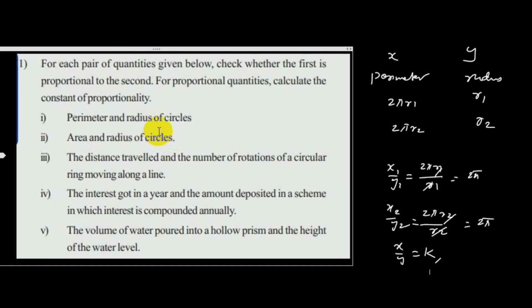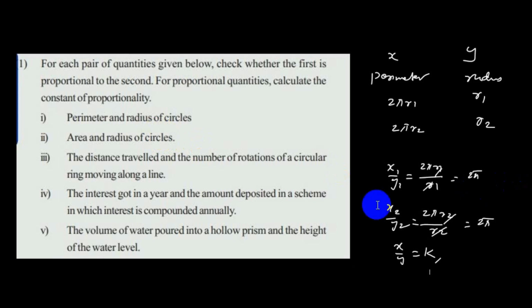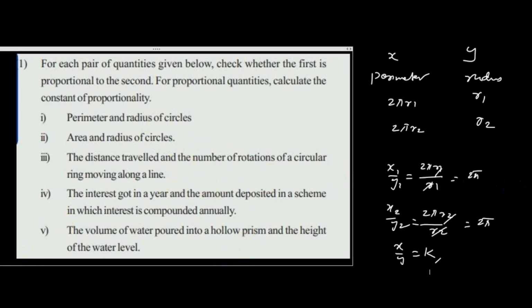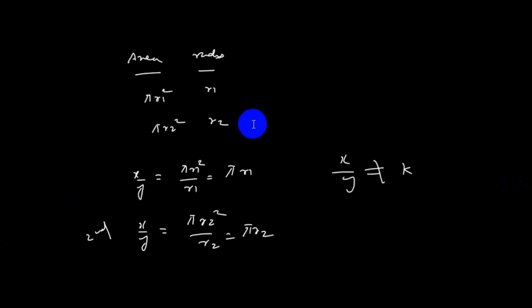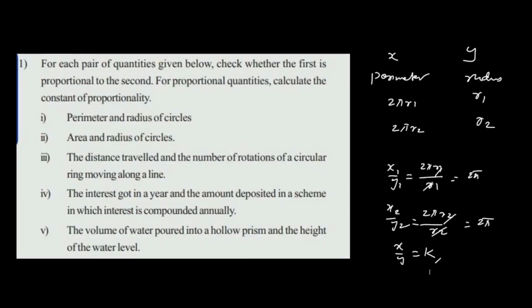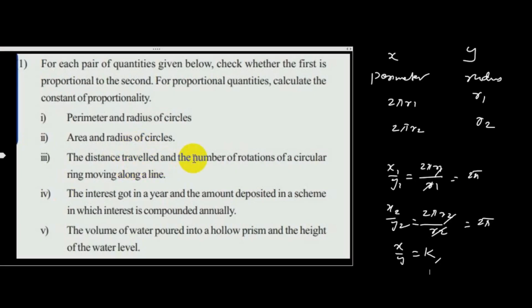And so you can write that question and this explanation also there in your notebook. Now see the third part of the question. The distance traveled and the number of rotations of a circular ring moving along a line. That directly by just a thought you can tell they are in proportion. Here the distance covered and the number of rotations made by a ring.